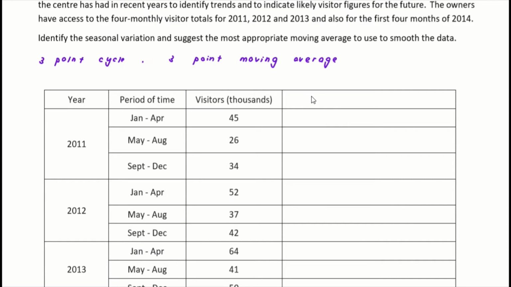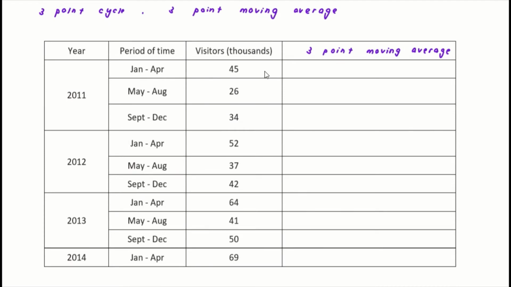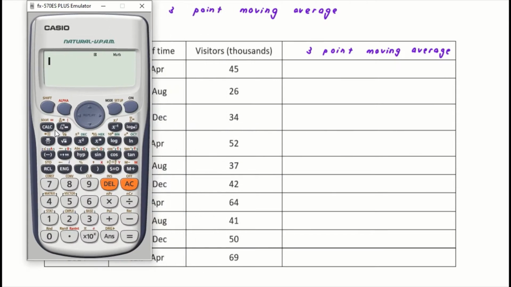Write down here: 3-point moving average. How can we do that exactly? It's actually very simple. What we need to do is find the moving average. For 3 points, 1, 2, 3, we find the centered point and the average of these 3 points. So we have 45, 26, and 34. Using our calculator, we find 45 plus 26 plus 34 and then divide by 3, so we find the average of these 3 numbers.